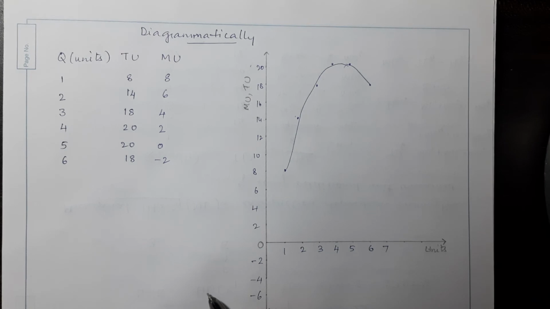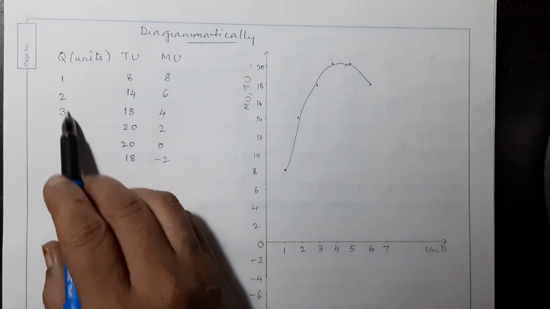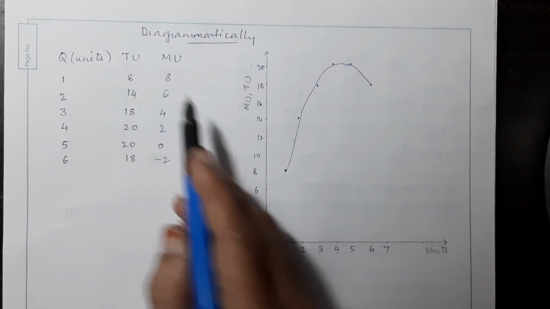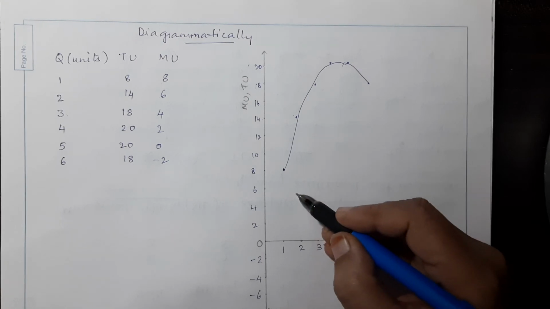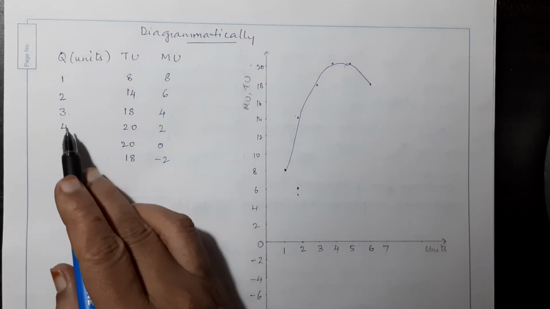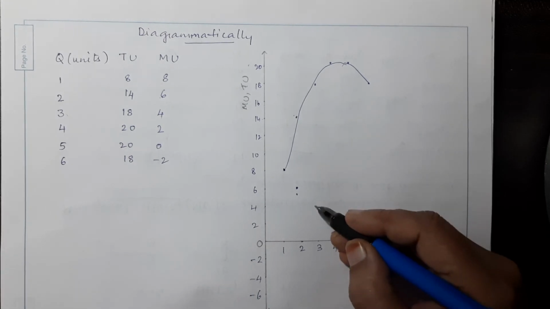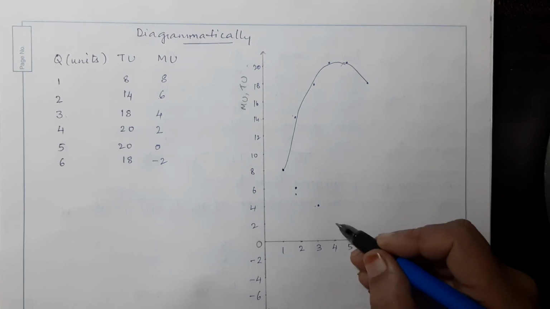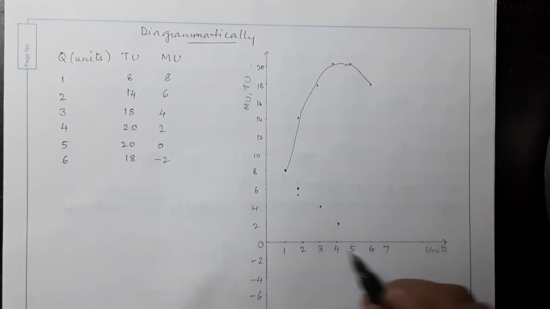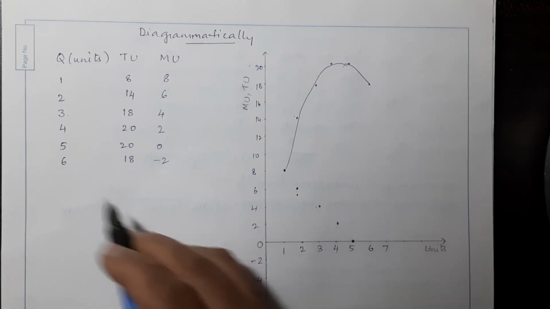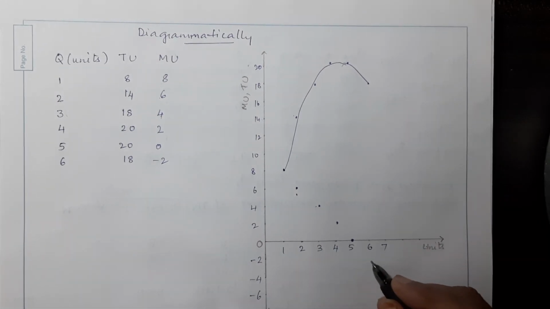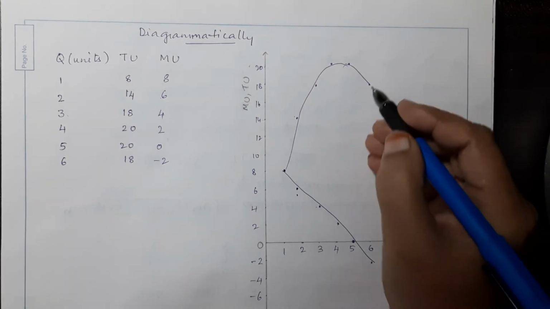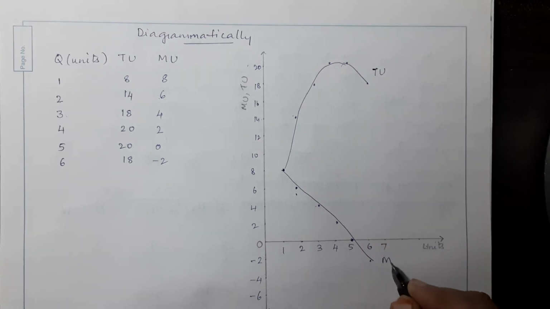Okay. And then let's draw MU. So for first unit MU is 8, which is here again. For second unit it is 6. So units 2 and 6 here. Then 3 and 4. Then 4 and 2. So for 4 units, the utility is 2. And fifth unit, the utility is 0. And sixth unit, the utility is minus 2. Now let's join these points. So this is our TU and this is our MU.